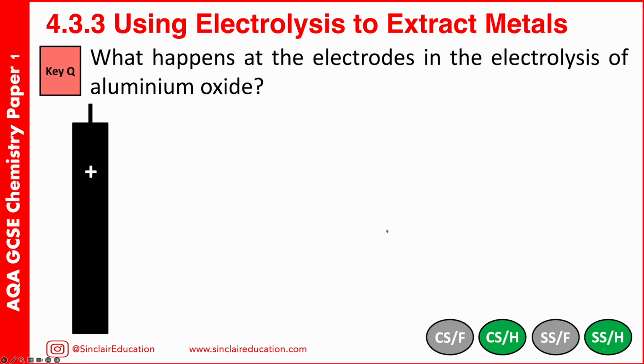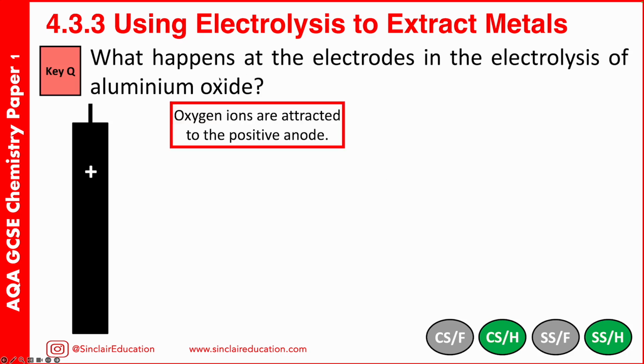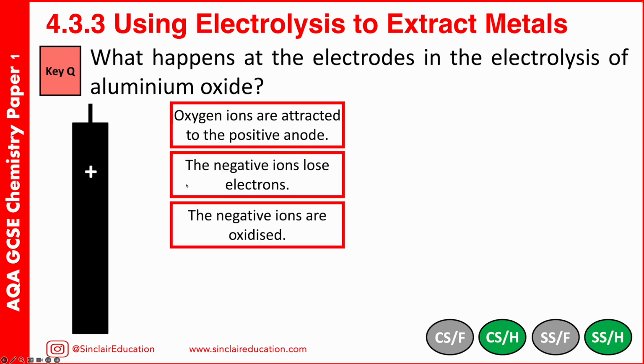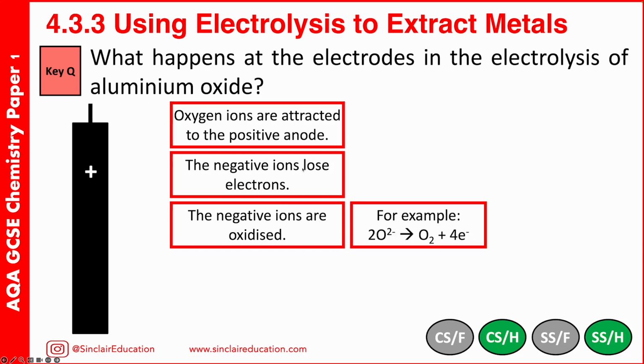Now, for higher content only, be prepared to explain what's happening at each of these electrodes. So if we look at the positive electrode first of all, oxygen ions or oxide ions are attracted to the positive anode. And the negative ions will lose their electrons. And because of this, oxidation is loss, they are being oxidized. And our equation for this is we'll have our two oxide ions losing their electrons, they've lost 2 each, so a total of 4, and they'll make an oxygen molecule.